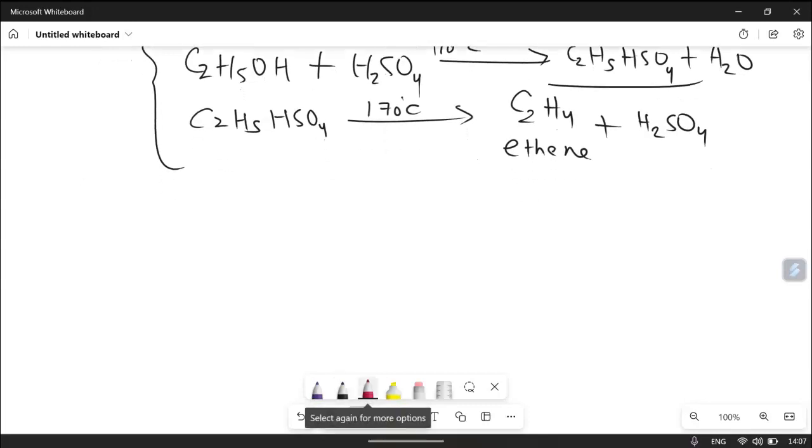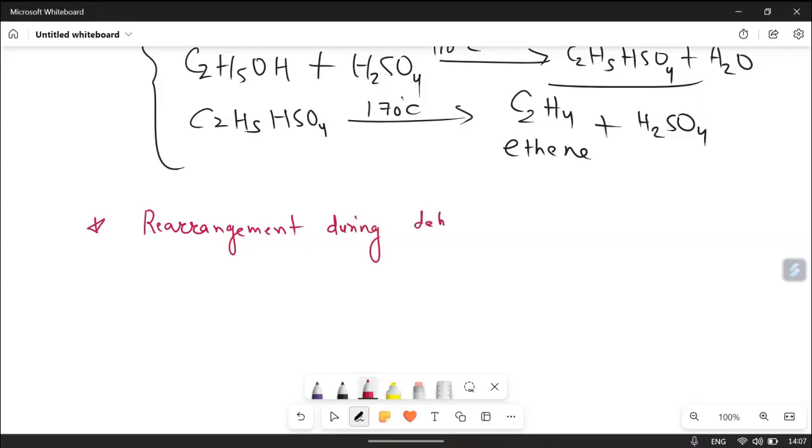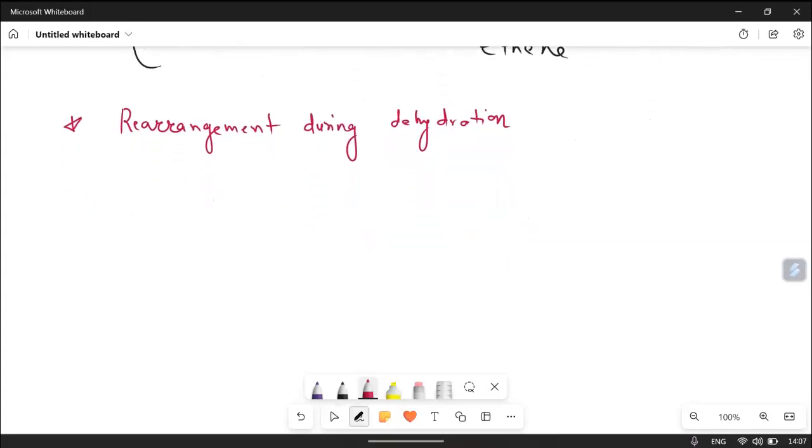So remember that the next reaction which we are going to discuss is rearrangement during dehydration. Very important reactions which we are going to discuss here. Suppose we have 3,3-dimethyl butanol, CH3, C, CH, CH3.